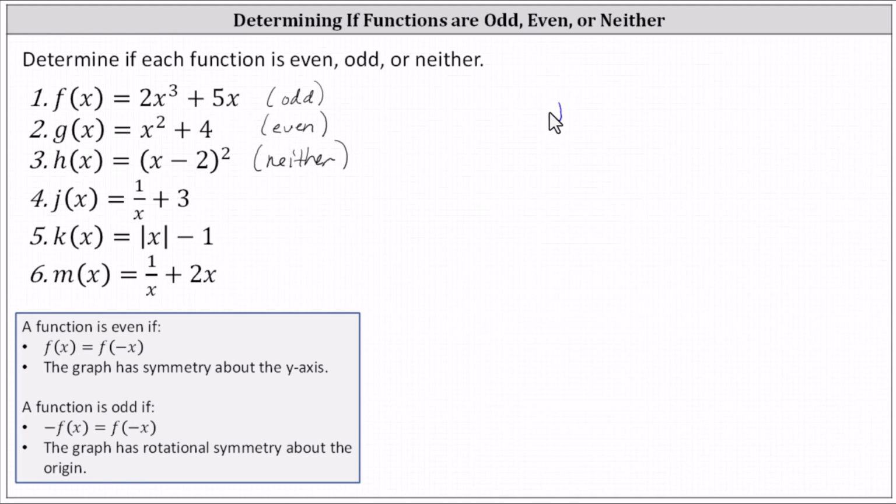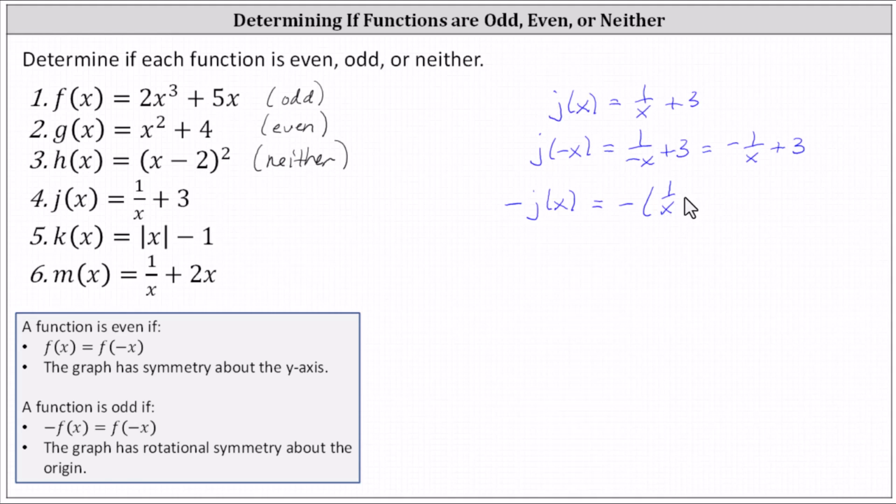Number 4, we have j of x equals 1 divided by x plus 3. J of negative x equals 1 divided by negative x plus 3, which equals negative 1 divided by x minus 3. J of x does not equal j of negative x. J of x is not even. Now we determine the opposite of j of x, which is the opposite of 1 divided by x plus 3, which is negative 1 divided by x minus 3. Notice j of negative x does not equal the opposite of j of x. J of x is not odd, j of x is not even. We enter neither.